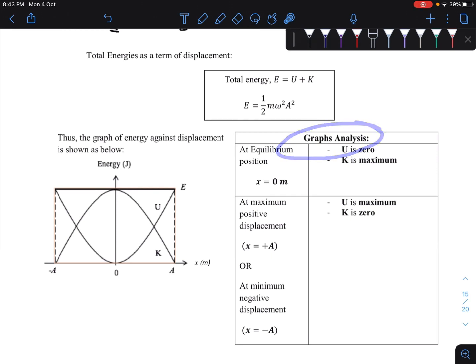Okay, dekat sini ada graph analysis yang tadi Miss cakap tu lah, iaitu bila X is equals to 0, when your X is equals to 0 here. Alright, kejap, kita guna colour lain-lain. Potential energy kita guna colour purple, and then kinetic energy kita guna colour merah. Okay, so at X is equals to 0, displacement kita 0, what happens adalah your potential energy is also 0. Sebab purple kita sentuh dekat 0, betul tak? Merah kita pula sentuh dekat maximum, your K is maximum.